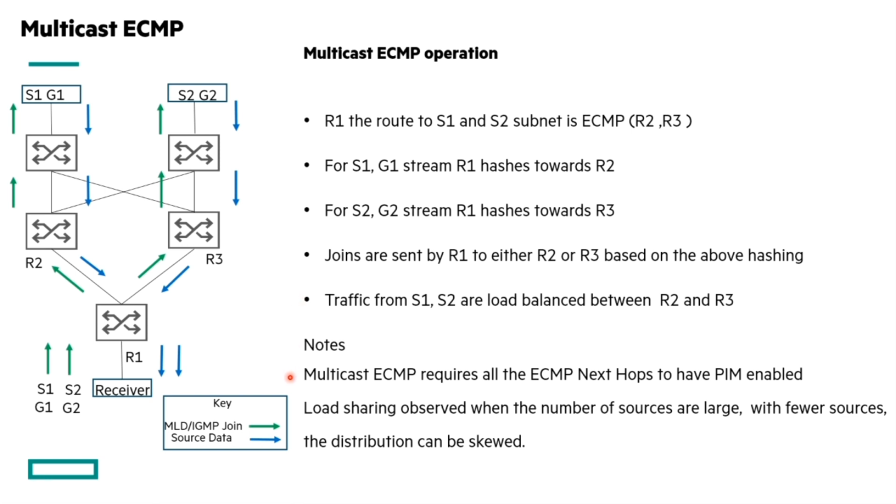Just some additional notes. Multicast ECMP requires that all the next hop routers have to be PIM enabled, i.e. R2 and R3 in this example. And we see load sharing being observed when the number of sources are large. With fewer sources, we do expect to see maybe a skewed distribution.